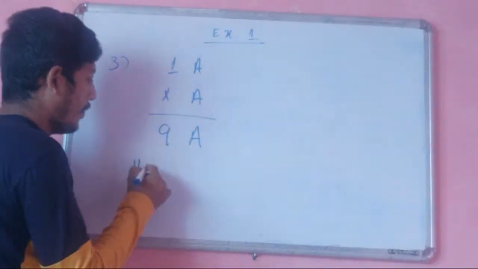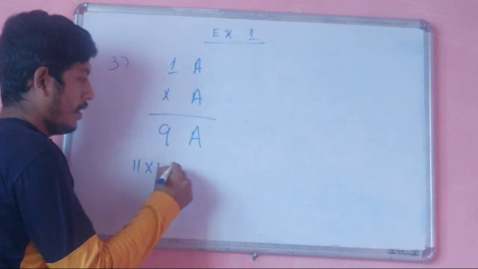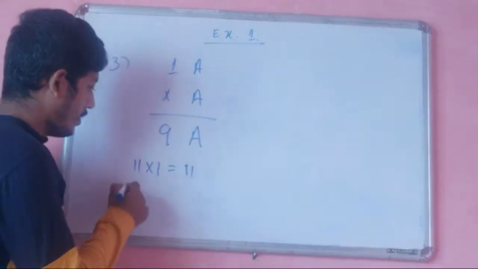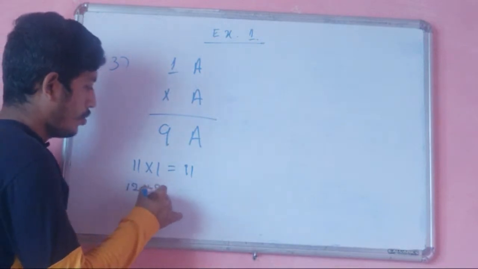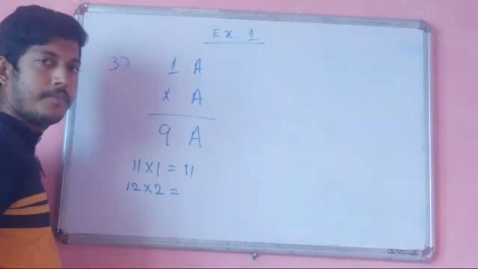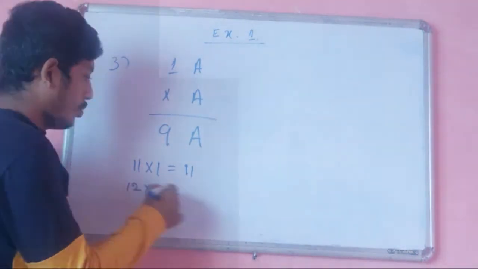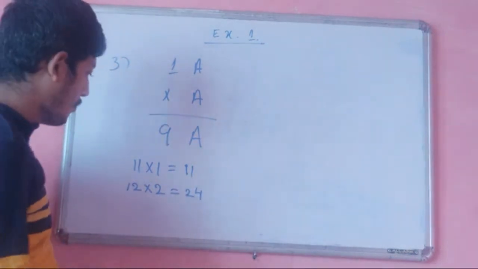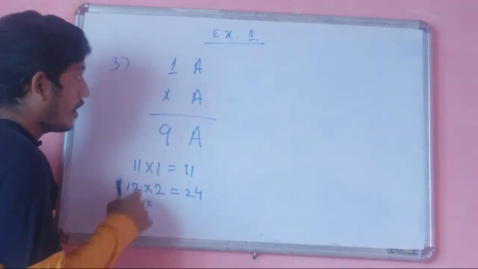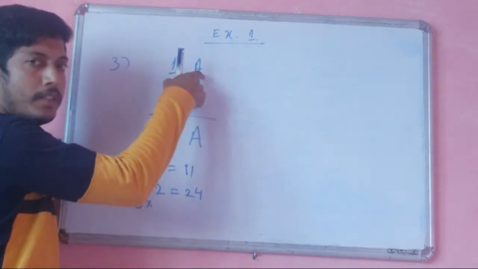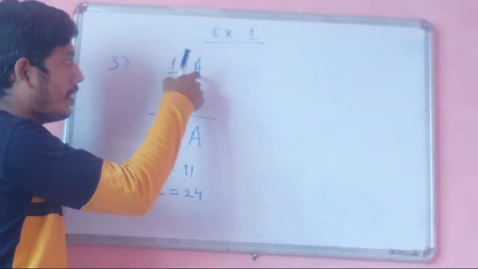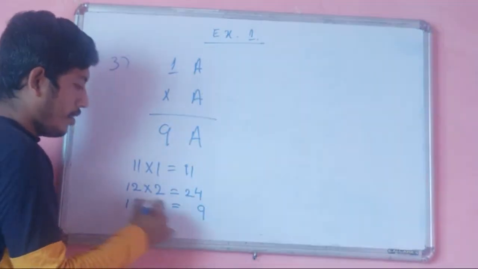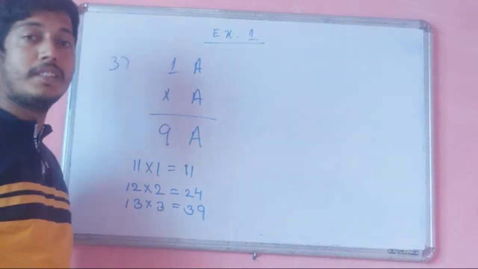If I consider 11, so if in the first case I consider A value as 1, 11 into 1 gives 11, not 19. Then I will consider 12 into 2. 2 2s are 4, then 2 1s are 2. So if I consider 13, if I substitute A as 3, then it becomes 13 into 3. 3 3s are 9, 3 1s are 3. So that is also not possible.